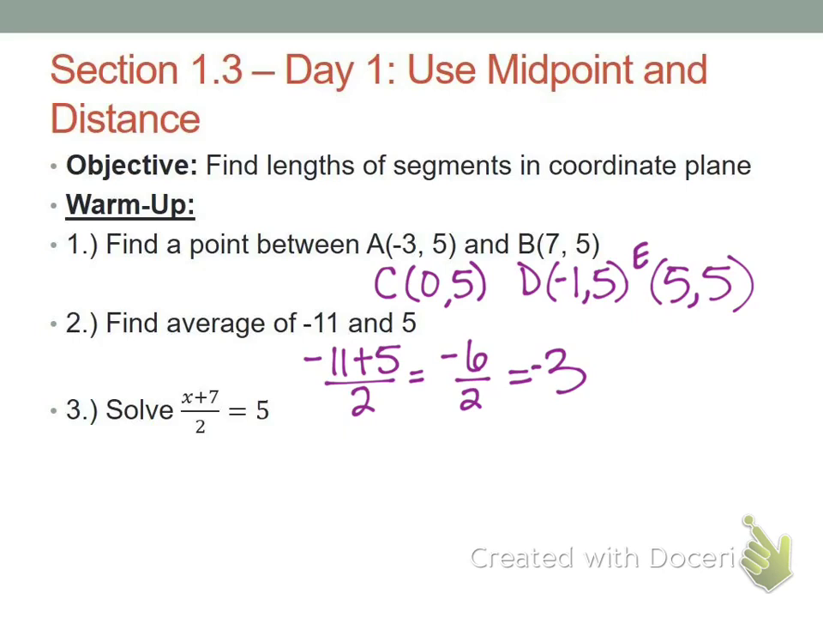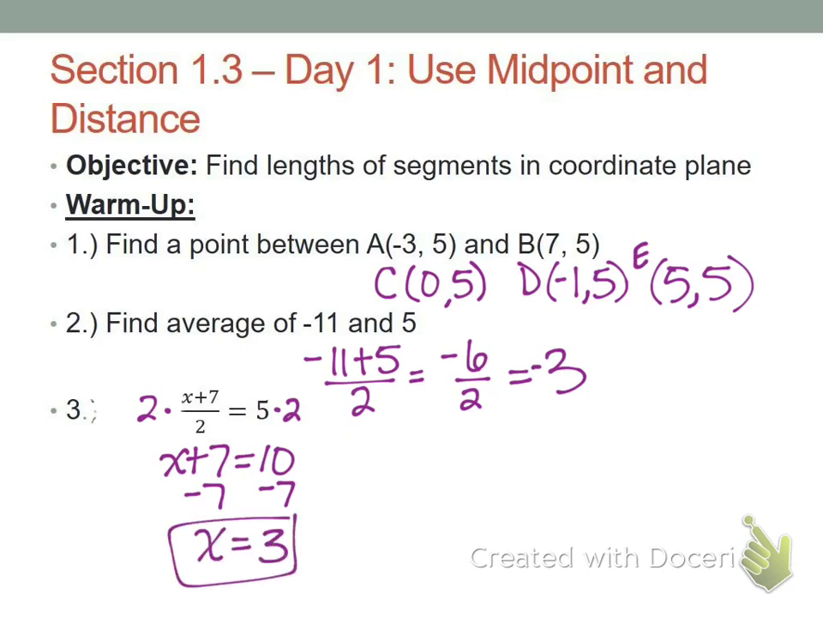All right, on number 3, we had to solve. Kobe, you have a question? You're going to help us. How'd you come up with 3? Good. We got to multiply first. Multiply by 2. And then what did you do after that? Good. So I agree x is equal to 3. Questions on our warm-ups?